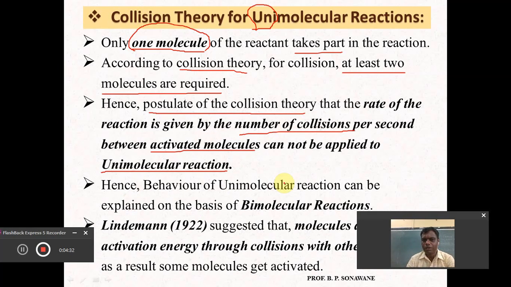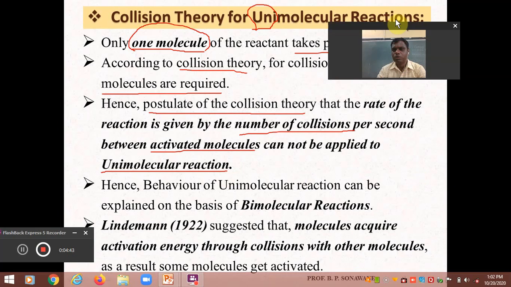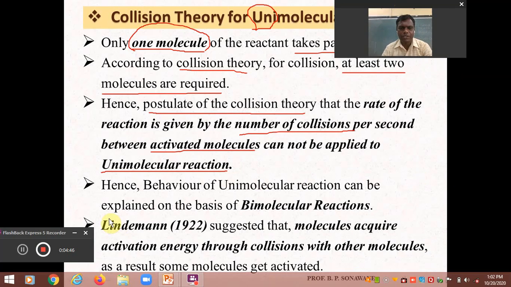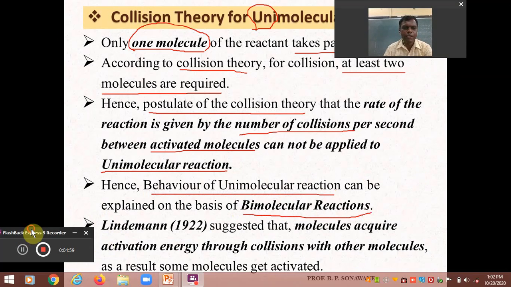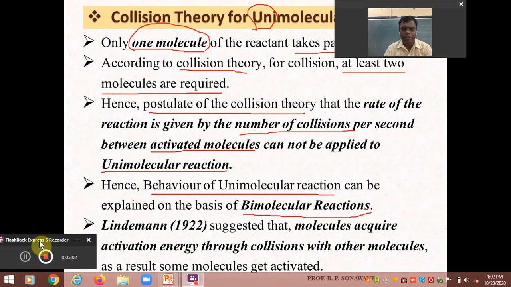According to collision theory, the number of collisions per second between the activated molecules decides the rate of reaction, and within a single molecule collision is not possible. That's why this postulate cannot be applied to determine the rate of unimolecular reaction, and hence the behavior of unimolecular reaction can be explained on the basis of bimolecular reaction. So make one thing clear: we are going to explain the unimolecular reaction on the basis of bimolecular reaction. How, that we will discuss here.